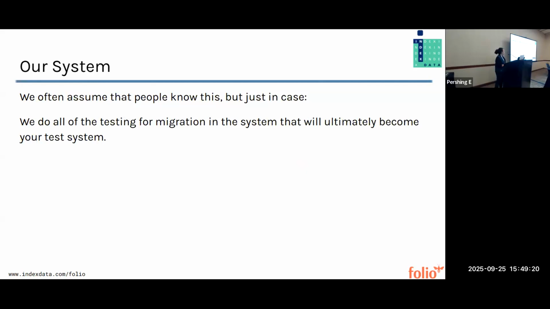And then just a little side note, we often assume that people know this, but just in case, we do all of the testing for migration in the system that's ultimately going to become your test system. So all of the libraries that I work with have both a production and a test system. So if we make a mistake in that system, it's okay. We can just delete everything. It's totally fine. We don't have to get things right the first time, and there's nothing that we can do to this system that's irreparable.